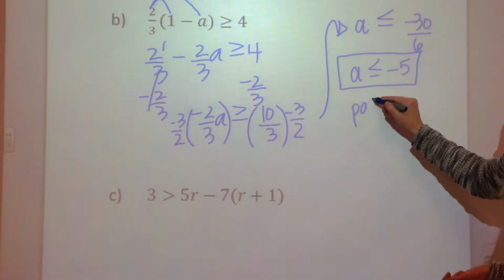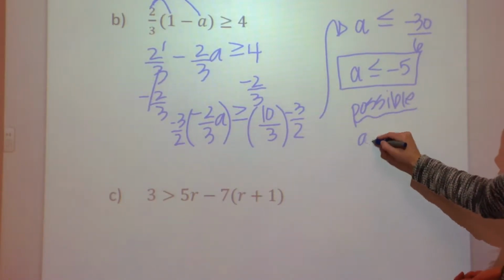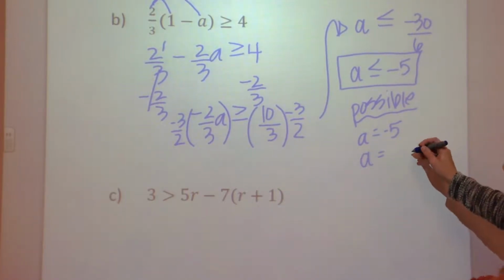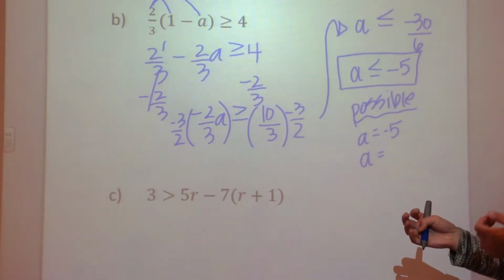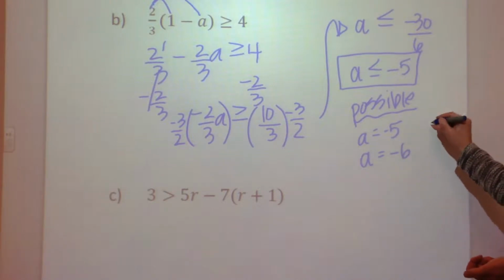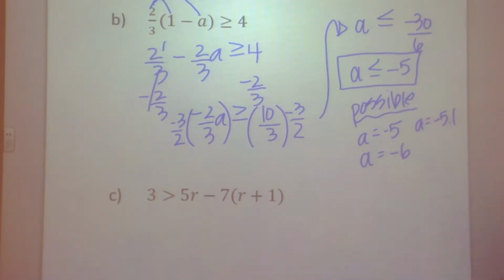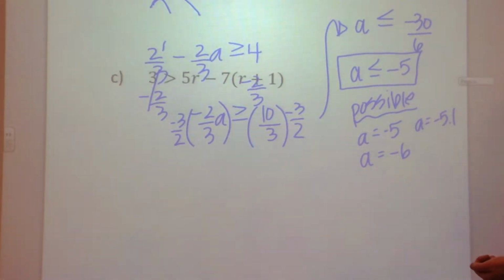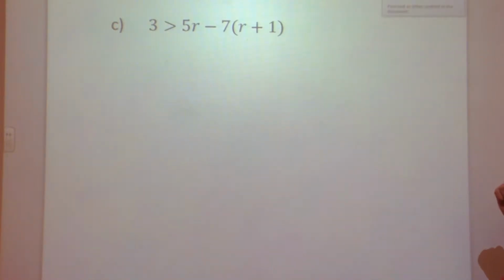So possible solutions, let's see, a could be negative 5 because it could be equal to. A could be negative 4? No, that's greater than negative 5. So remember, that's closer to 0, so it's a bigger number. It could be negative 6. A could be negative 5.1. But again, just pick your possible solution because there is an infinite number of solutions with inequalities. Hence, solution set.